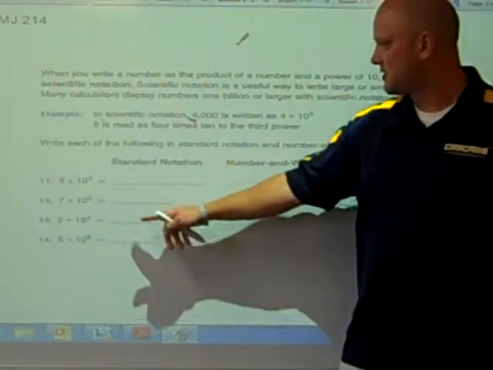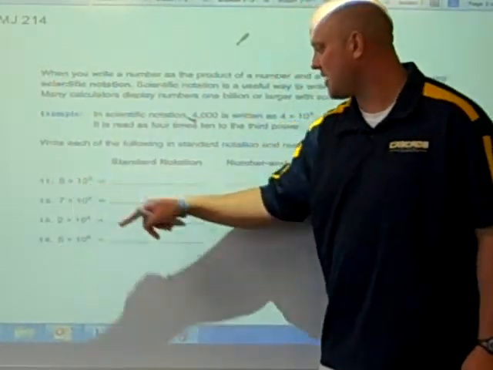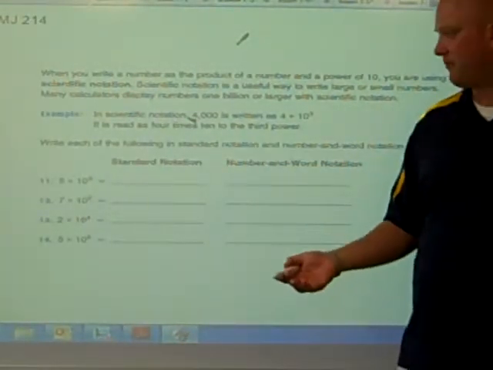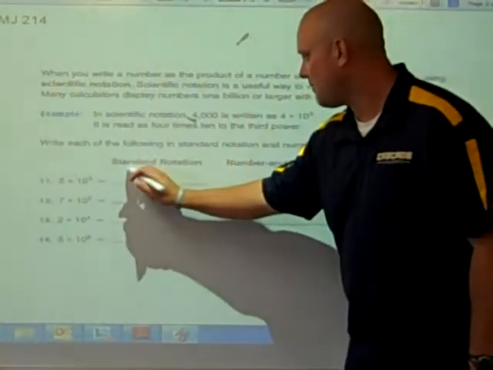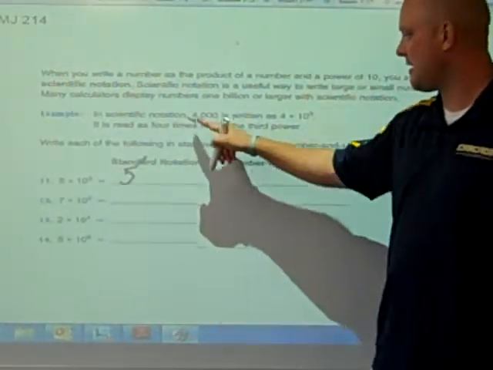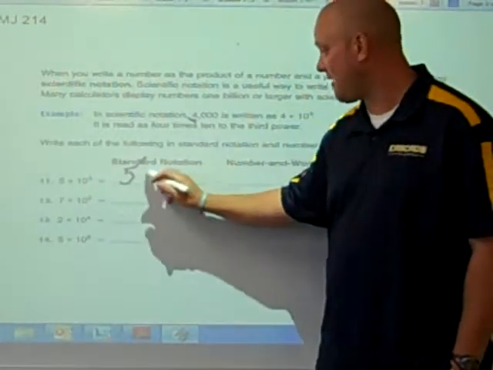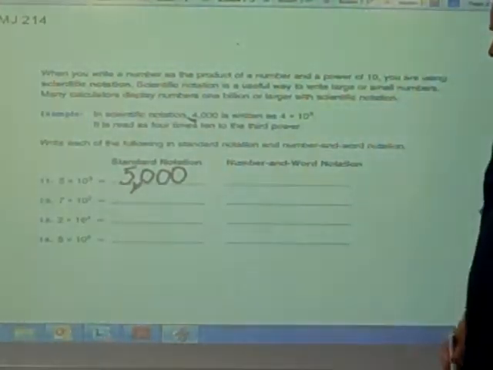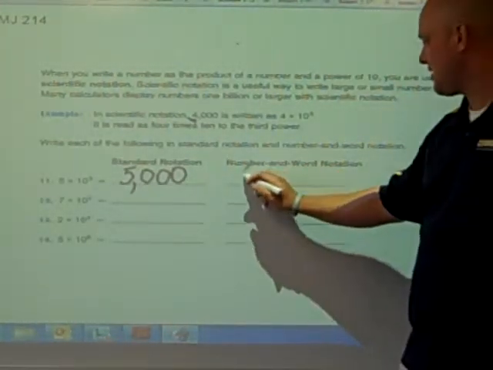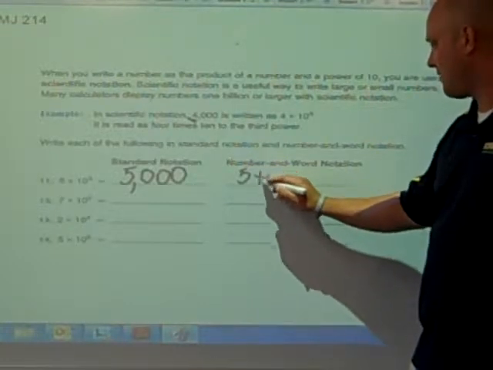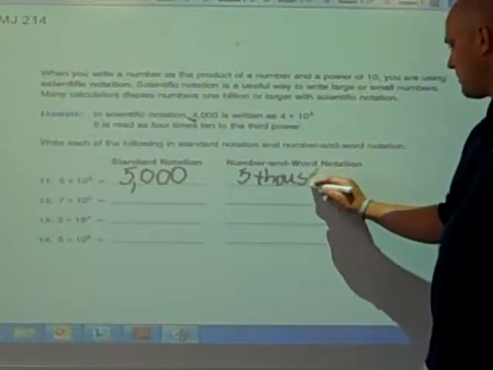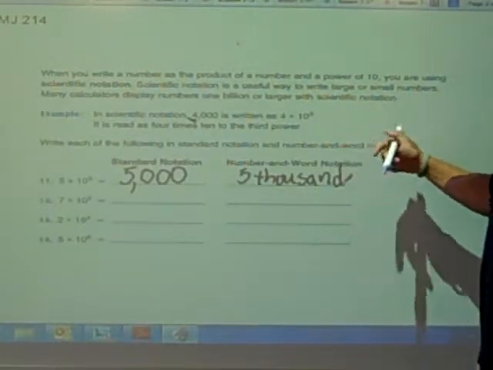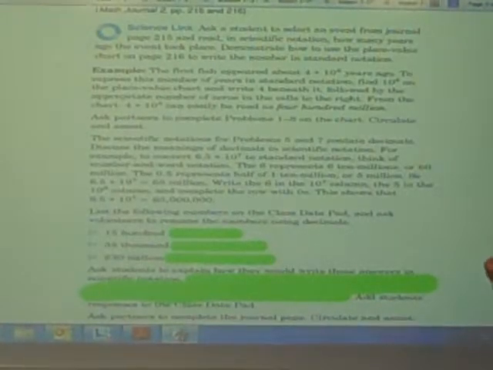scientific notation. So they're all written here for you in scientific notation, and they're asking you to do your standard notation as well, which we know from before would be just what your answer would be. I know that I would have 5 as my number, and then I would have 3 zeros after it. So that would end up being 5,000. Now for number and word notation, I would write my number 5 and write the word 1,000 next to it. So that's a fairly simple way to look at your scientific notation.